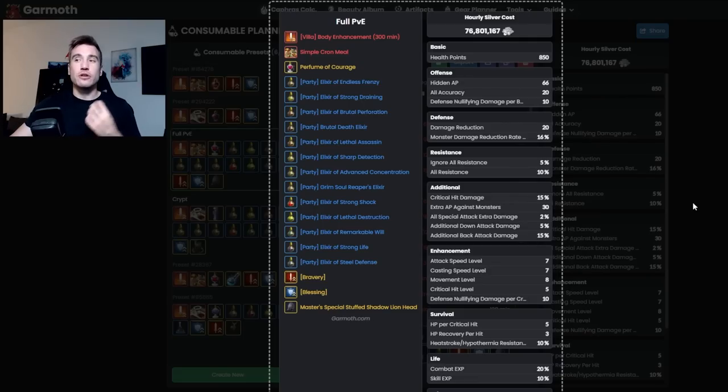Then we're using, of course, Lethal Assassination, Sharp Detection, Advanced Concentration whenever we need the accuracy, Grim Soul's Reaper, Strong Shock, for capping out of crit, depending on our crystal setup. This might be needed, it might not be. Lethal Destruction, Remarkable Mill, Strong Life, and Steel Defense.